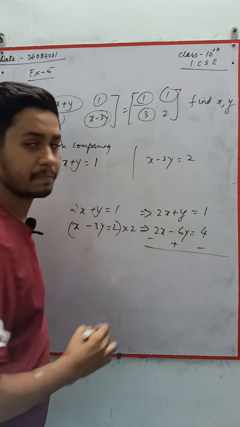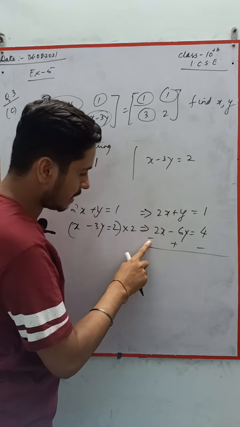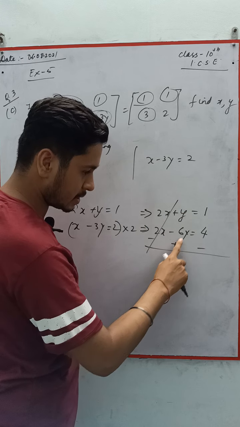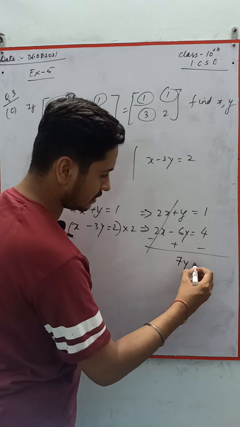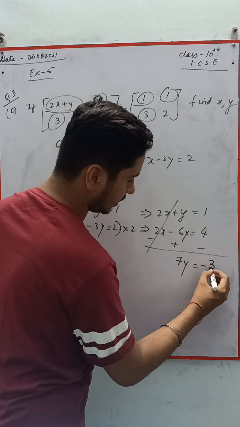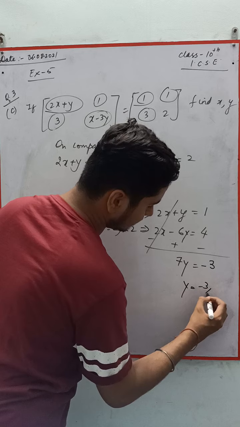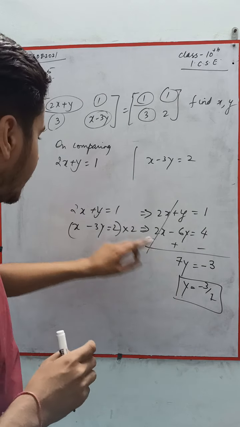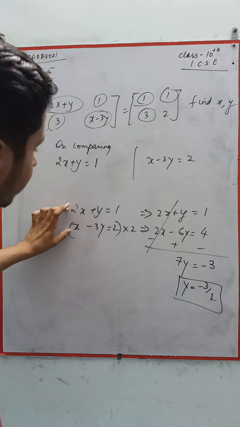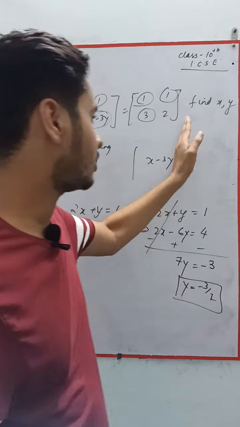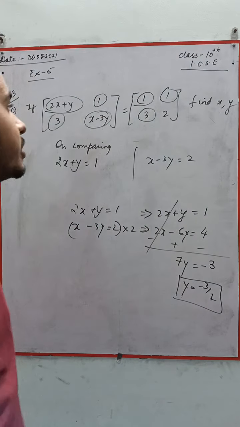Minus, plus, minus. So 2x minus 2x will be cancelled. Plus y plus 6y will give you 7y. Plus 1 minus 4, so minus 3. So y is equal to minus 3 by 7. Now putting this value in any of these two, we will get the corresponding value of x and we will get the answer of x and y. I hope this is clear to you.